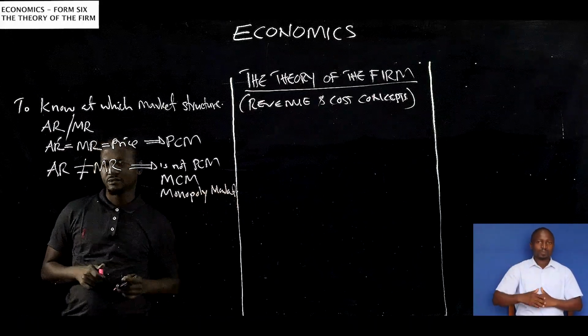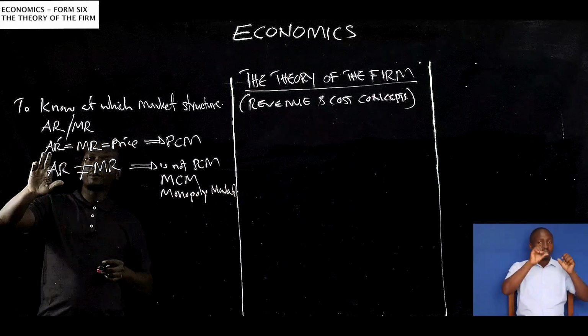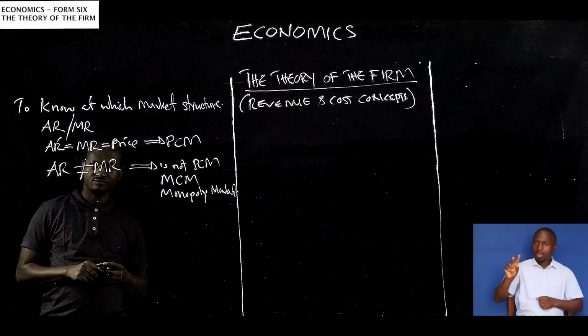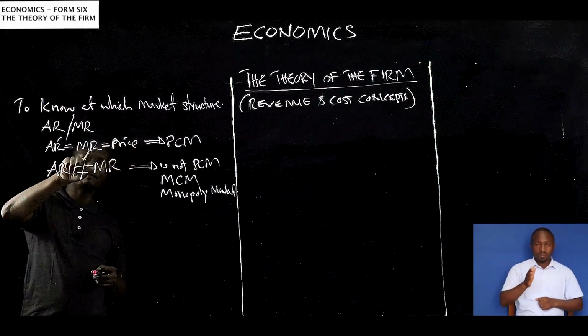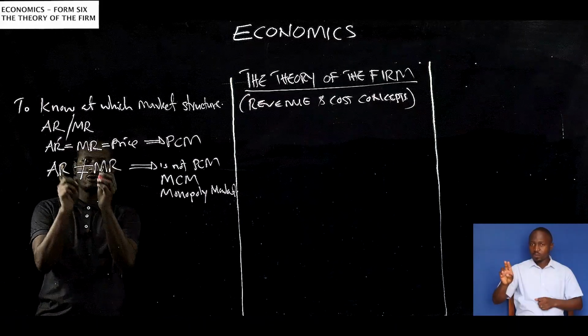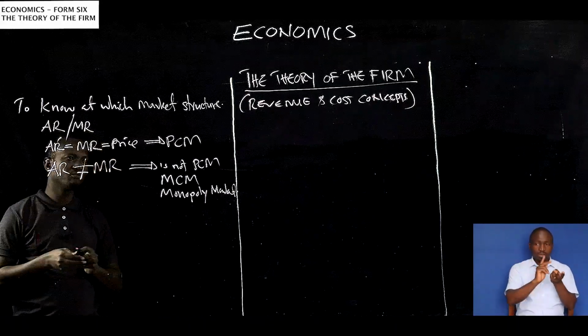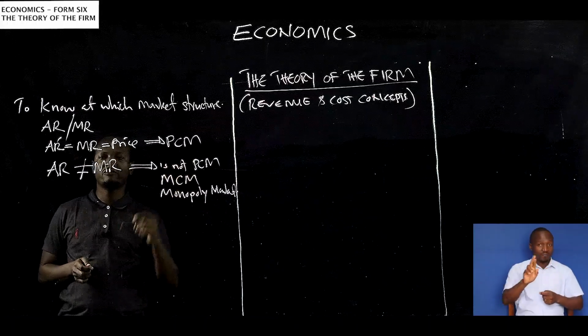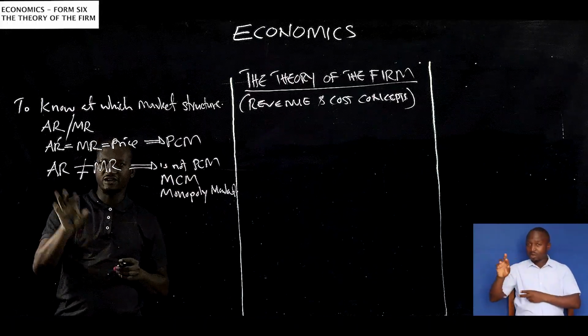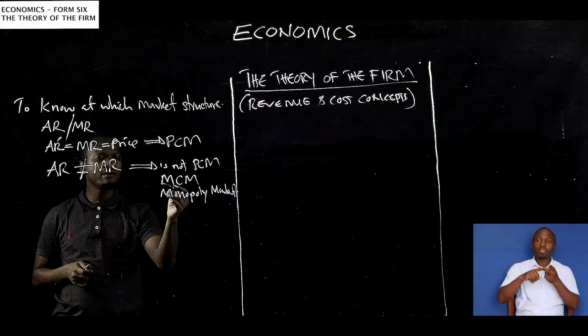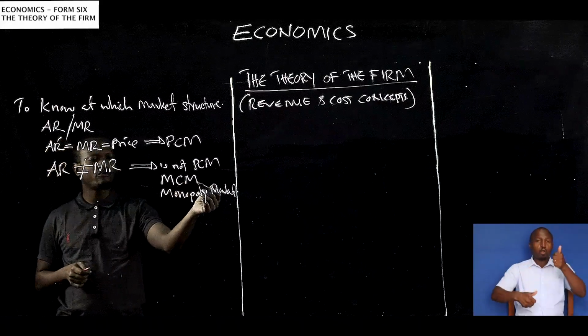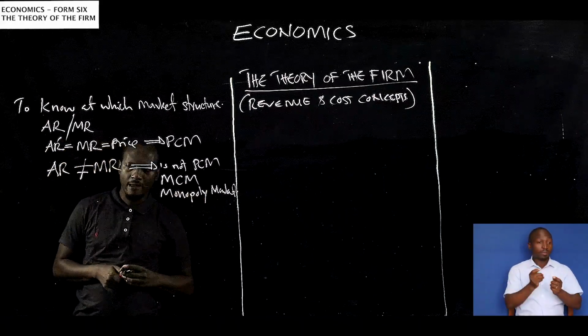So first we have to determine average revenue, and then marginal revenue, and then make a comparison. If average revenue and marginal revenue are the same, the market structure is perfect competition. And if they are not the same, maybe it is a monopolistic competitive market or a monopoly market.